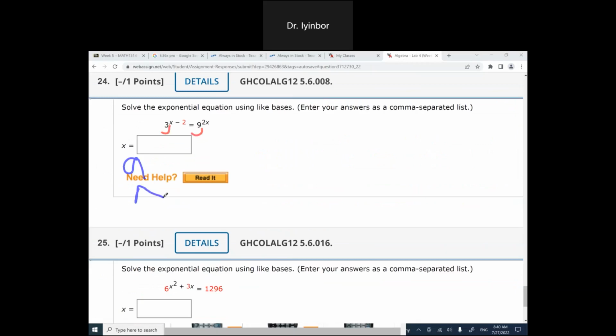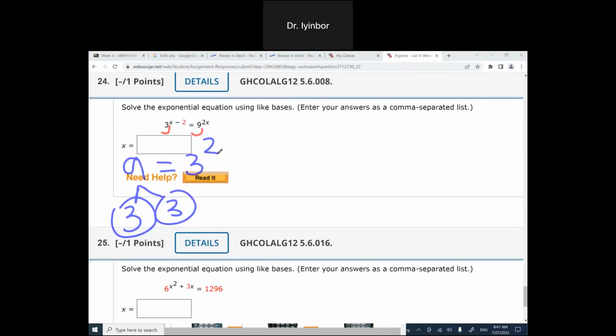How many times? 3 times 3 is 9, right? So I'm going to replace 9 with 3 squared. 3 squared is 9, okay? It is a small number, so obviously you know that 3 squared is 9, but if you're not sure, break it down like this, do the prime factorization.